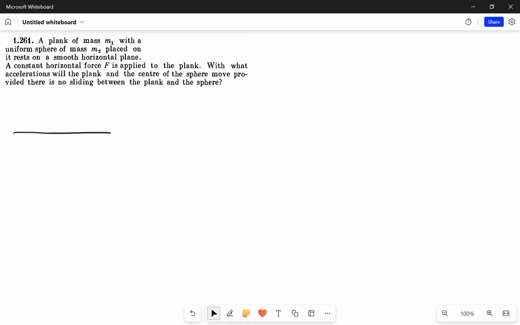and here this is the plank. It is resting on a horizontal surface, and a sphere is resting on this plank, right? The sphere's mass is m2 and the plank's mass is m1, right? And a force F is acting on the plank. So we have to find the acceleration of both the plank and the sphere. As you can see, this plank will be moving with, let's say, acceleration a.